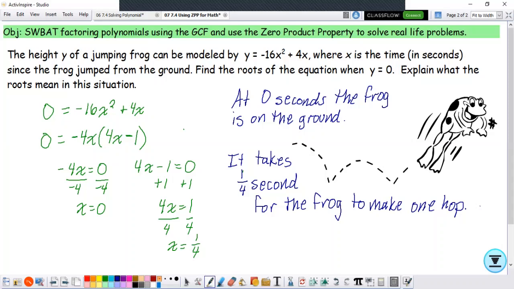So we can use the zero product property to help us solve mathematical modeling problems as well.